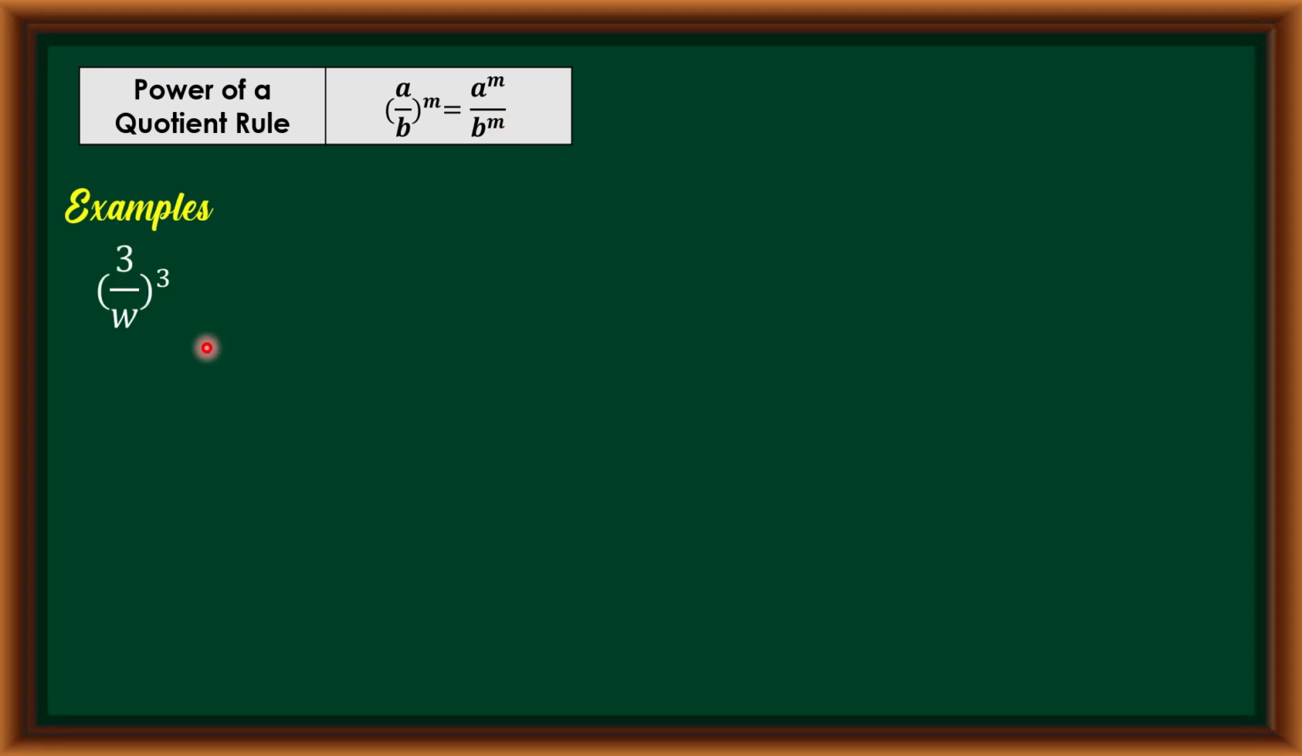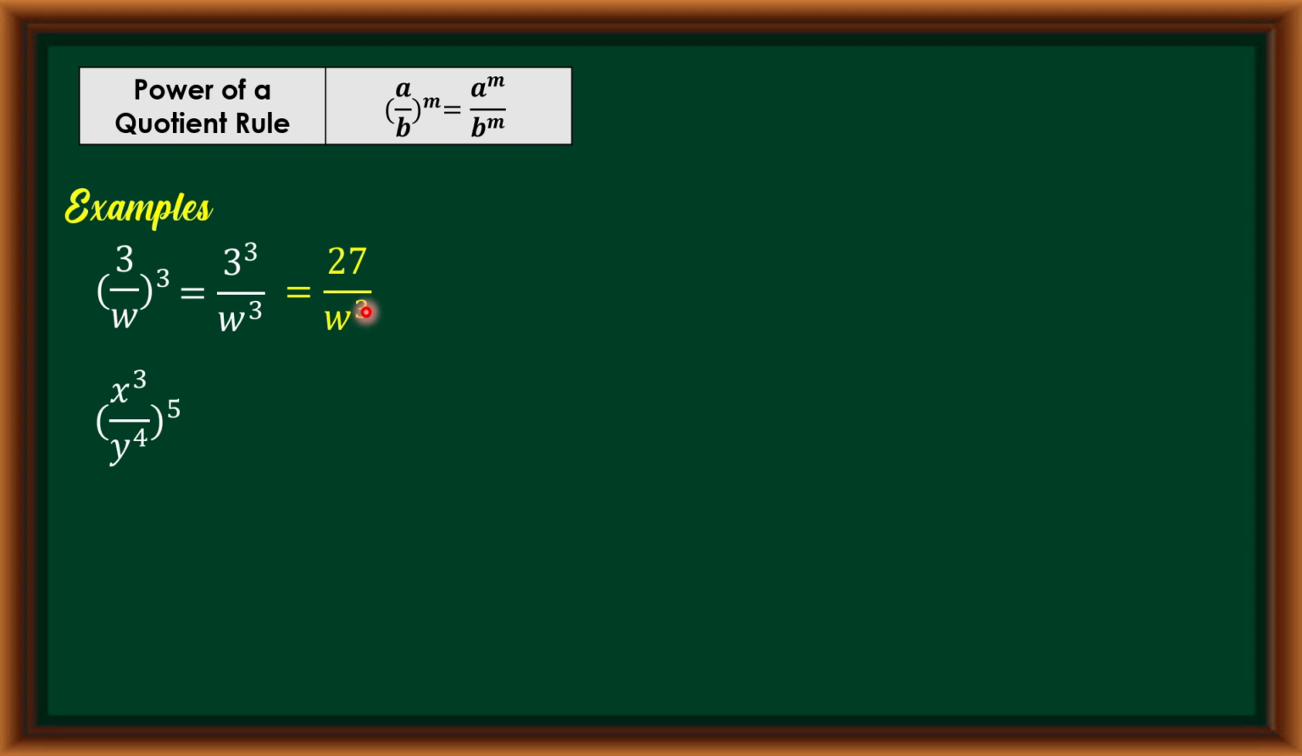Number 1, so we have the quantity 3 over w raised to 3. So let us distribute 3 to our numerator and 3 to our denominator. So we have 3 cubed over w cubed. Simplify 3 cubed, we have 27 over w cubed. So this is the answer.